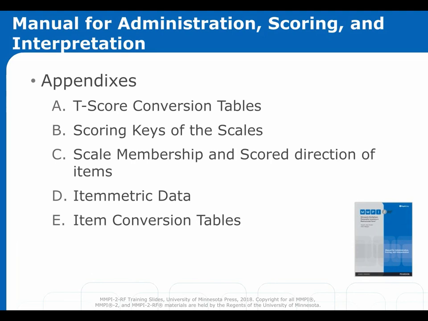Appendix D provides item metric data regarding reading level for each item, including the Lexile score and the Flesch-Kincaid reading level. And finally, Appendix E provides item conversion tables that indicate what number an MMPI-2 RF item is in the MMPI-2 booklet and vice versa.